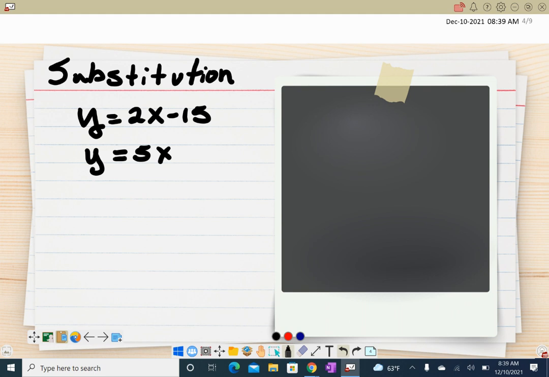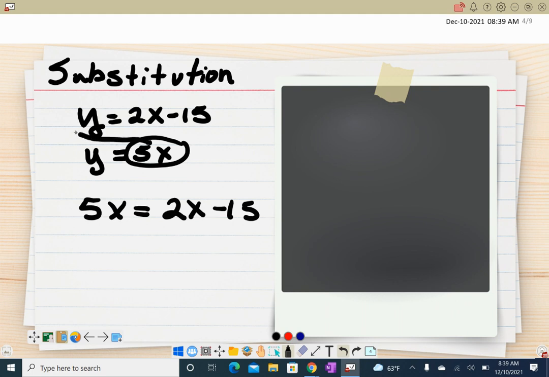Now we're going to look at substitution. How do I know I want to do substitution? Well, none of my coefficients cancel each other out, and I do have the y's alone. So instead of saying y equals 2x minus 15, this y and this y both equal 5x. So I'm going to say 5x equals 2x minus 15, right? That's my substitution. I took out this y and I placed in the 5x.